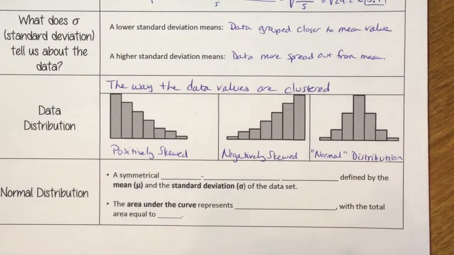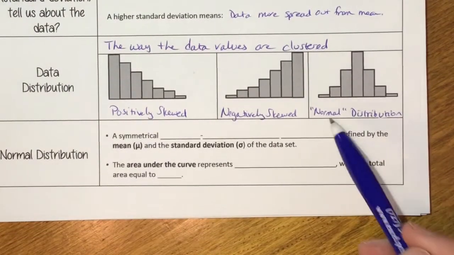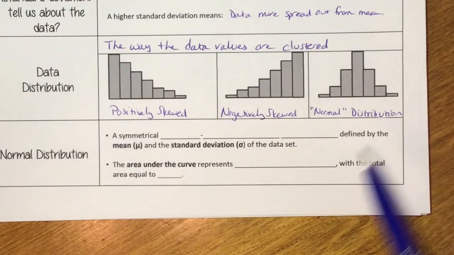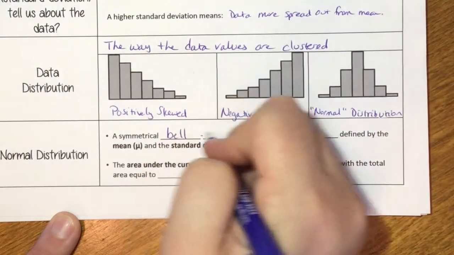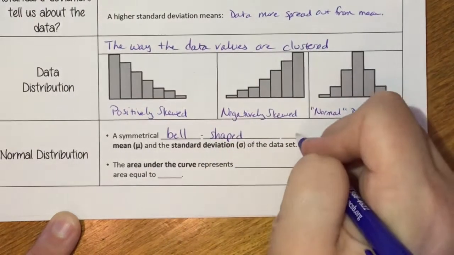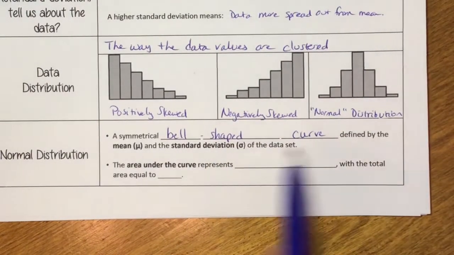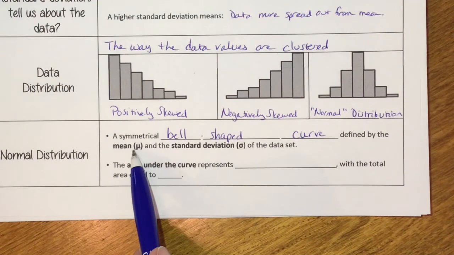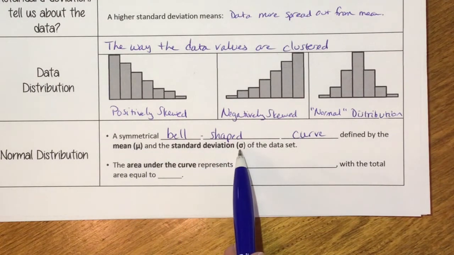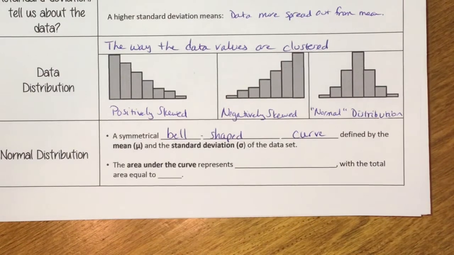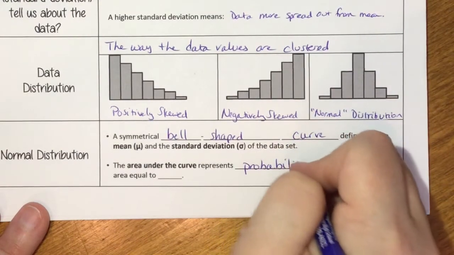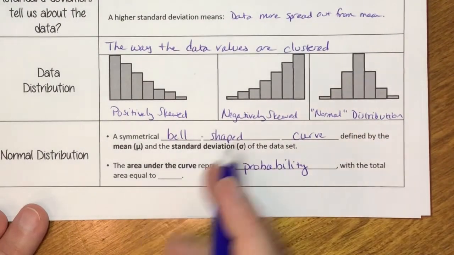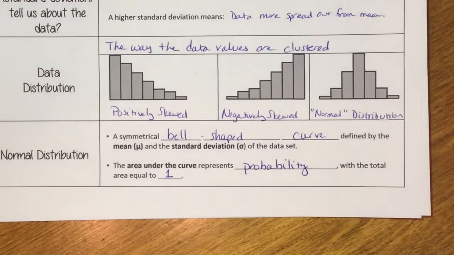And like I said, most of the work that we do will be involved with this normal distribution. So normal distribution is a symmetrical bell-shaped curve defined by the mean, which is mu, and the standard deviation, which is again sigma, of the data set. The area under the curve represents probability, where the total area is equal to 1.